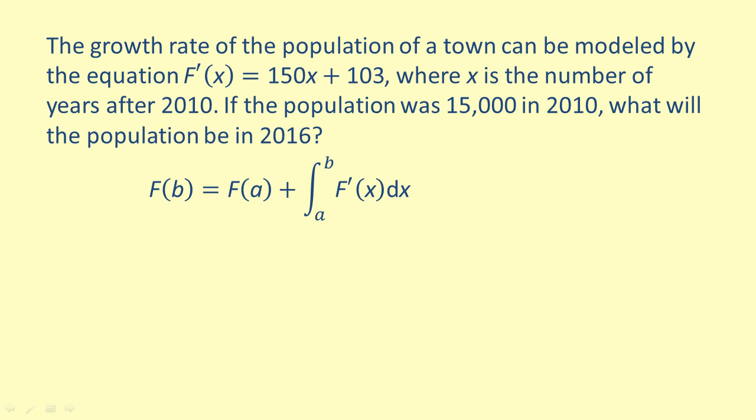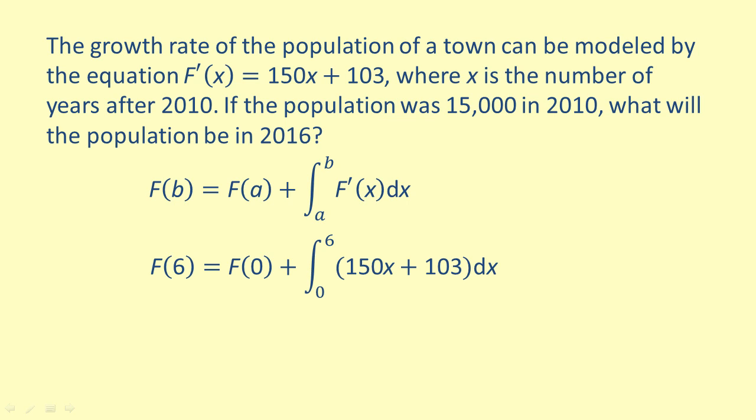Since x is the number of years after 2010, x equals 0 represents the population growth in 2010. 2016 is 6 years after 2010, so x equals 6 represents the year 2016. Thus, the values for a and b in the formula are a equals 0 and b equals 6. So the equation becomes f of 6 is equal to f of 0 plus the integral of 150x plus 103 dx from 0 to 6.